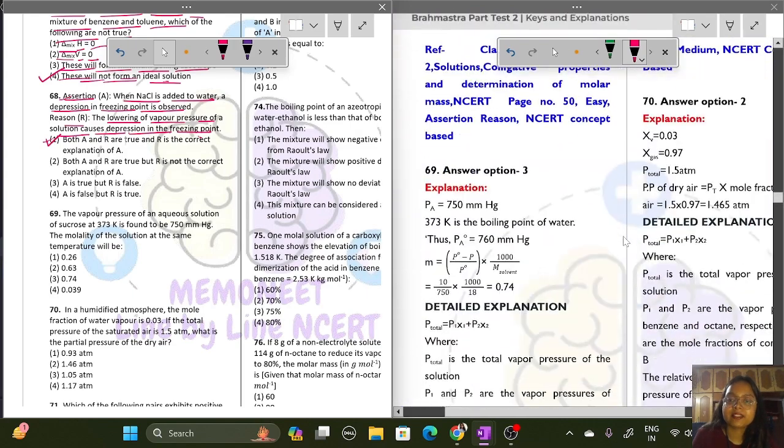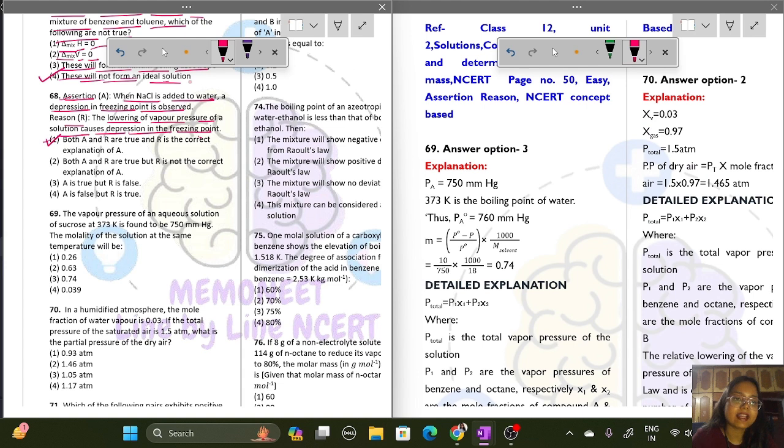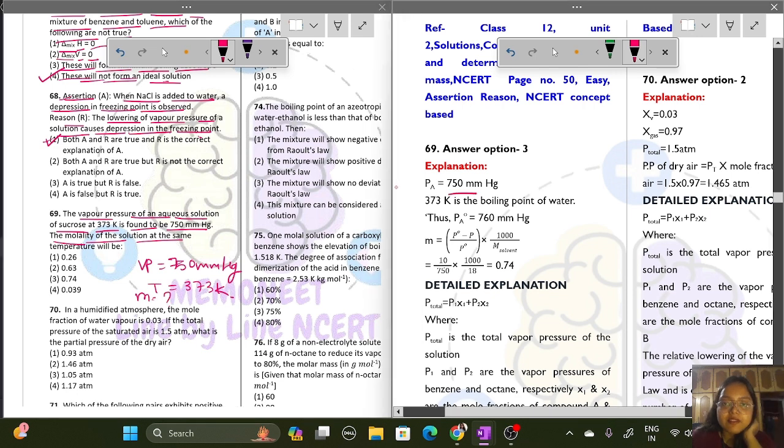For question number 69, the question says that the vapor pressure of an aqueous solution of sucrose at 373 Kelvin is found to be 750 mmHg, and we have to find the molality of the solution. Vapor pressure is given as 750 mmHg, and its temperature is given as 373 Kelvin. Molality, small m, we have to find out. So P is given as 750 mmHg and 373 Kelvin is the boiling point. So P naught here is 760 mmHg.